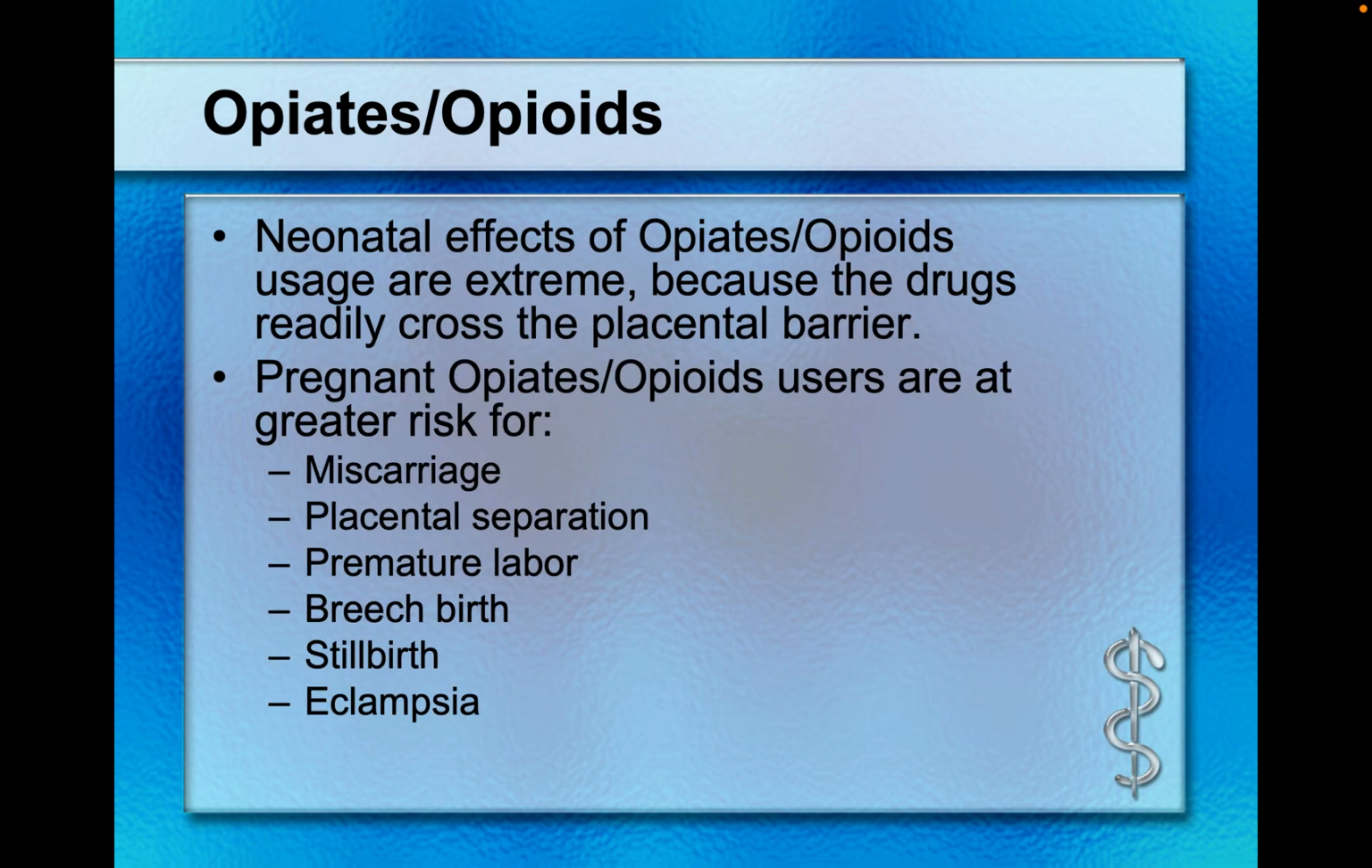Neonatal effects of opioids usage are extreme because the drugs readily cross the placental barrier. Pregnant opioids users are at greater risk for miscarriage, placental separation, premature labor, breech birth, stillbirth, and eclampsia.